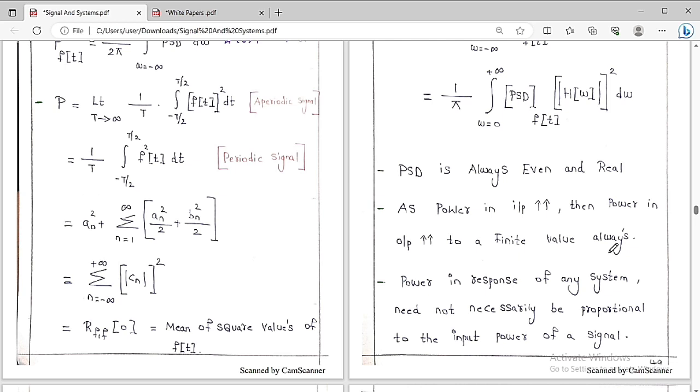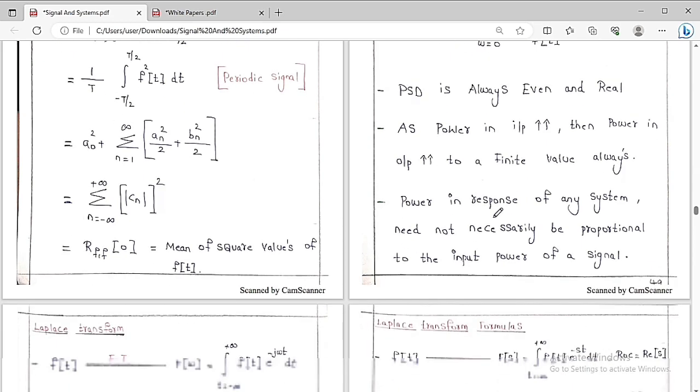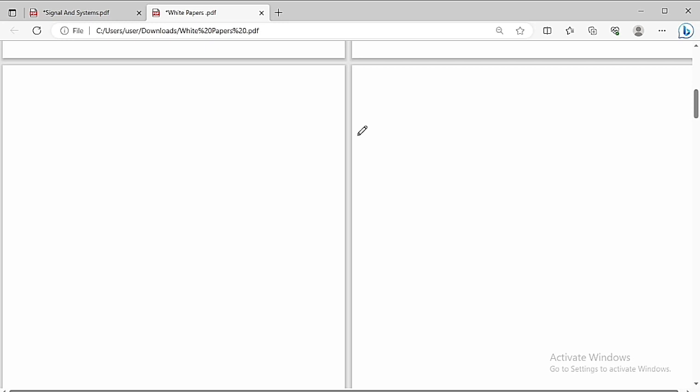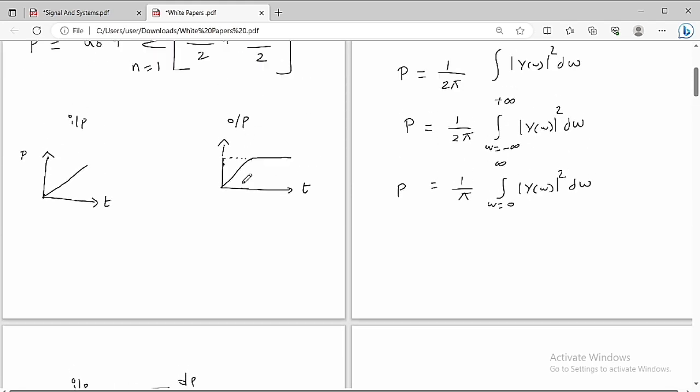The next point is, power in response of any system need not necessarily be proportional to the input power of a signal. What is the meaning of this? What I am trying to tell you is very simple. Let me draw the graph here. Suppose you have taken some system, like an LTI system. I have already told you, this is the input power and this is the output power. I have already shown you the graph.